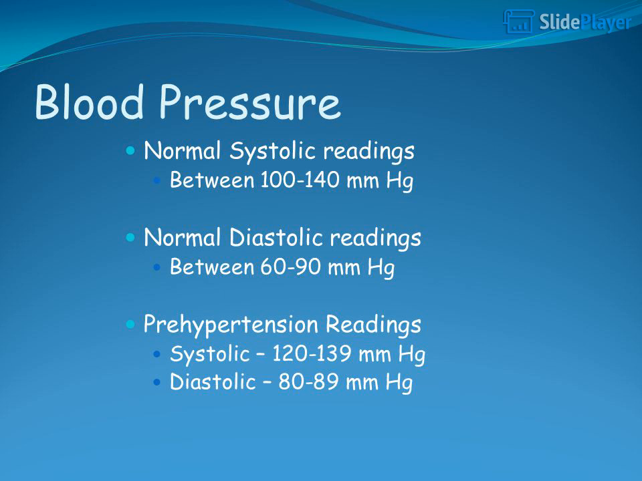Vital signs, Chapter 9. Blood pressure. Normal systolic readings are between 100 to 140 mm Hg. Normal diastolic readings are between 60 to 90 mm Hg. Prehypertension readings: systolic, 120 to 139 mm Hg; diastolic, 80 to 89 mm Hg.